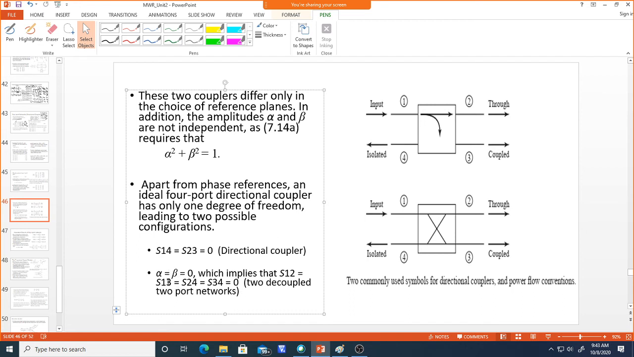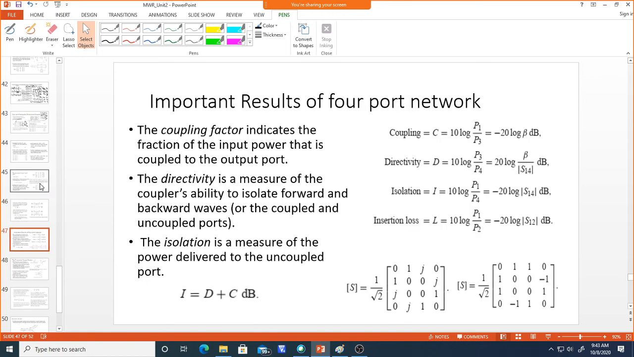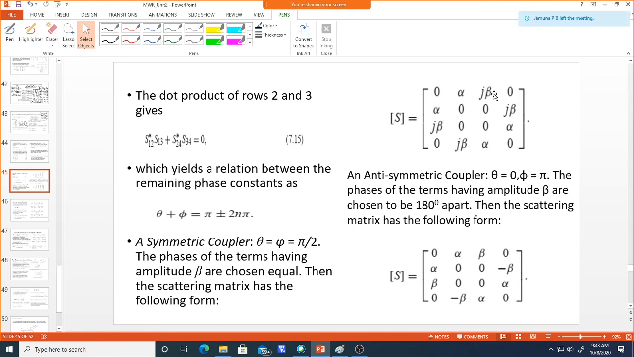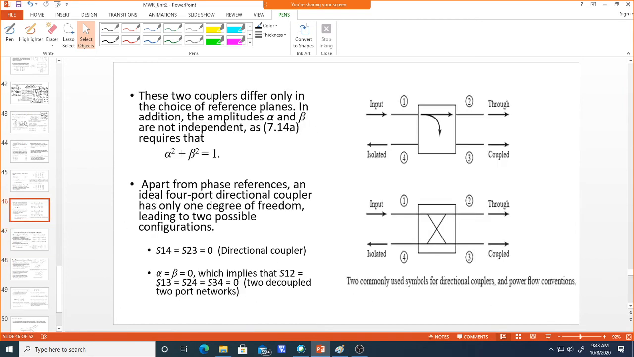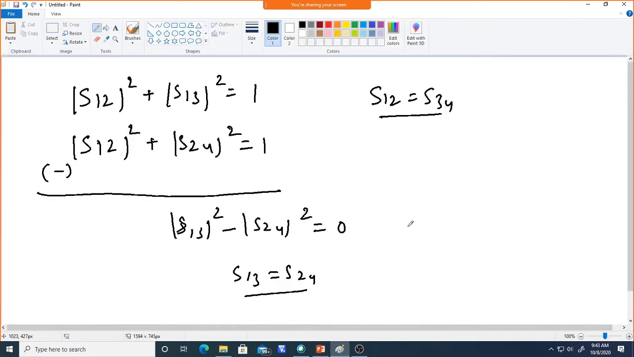Now if alpha and beta are 0, which implies that all these parameters are 0, that is the two decoupled ports. That means if you go to the matrix, if alpha equal to 0 and beta equal to 0, then the parameters S12 and S34, all these will become 0. That means the ports are decoupled. Decoupled in the sense that the power will flow only between port 1 and port 2, and port 3 and port 4.